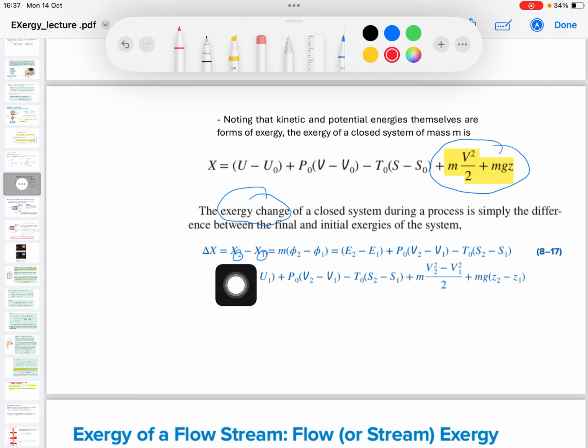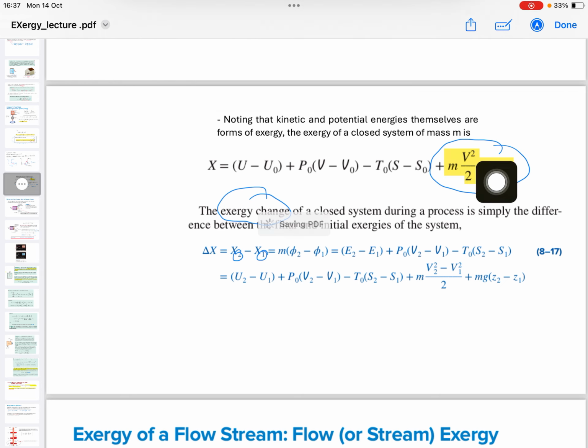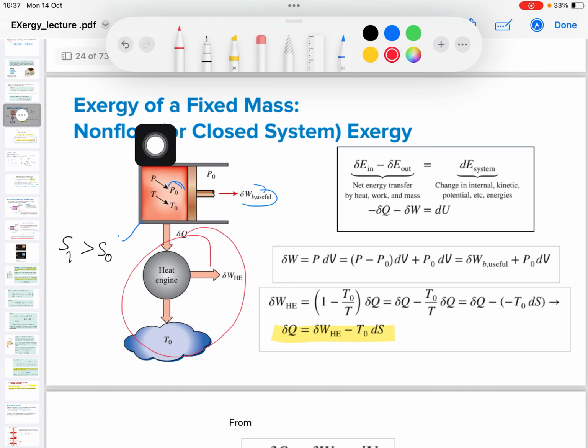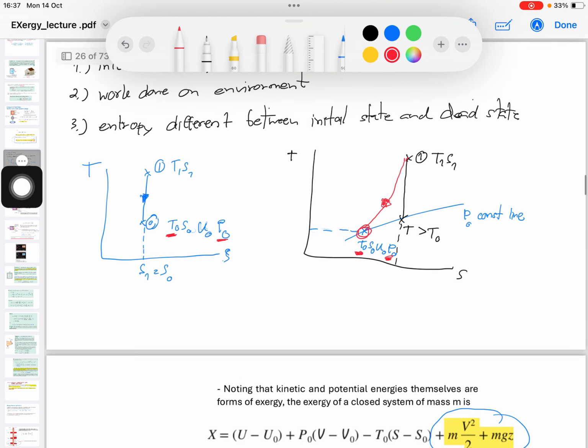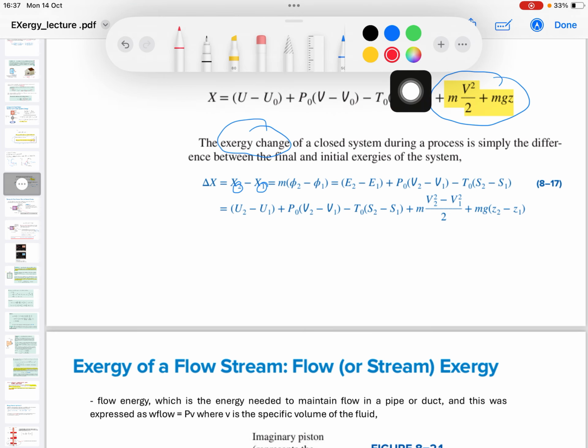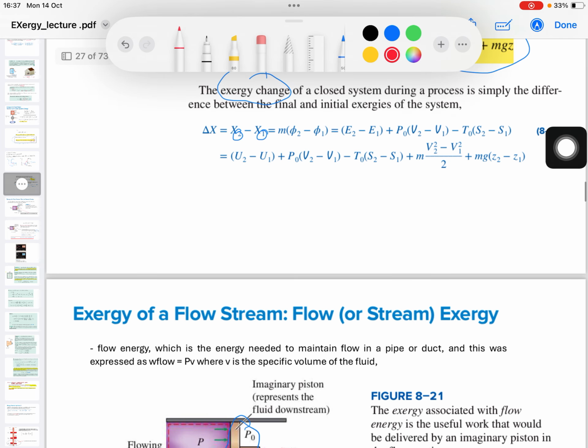And if you want to find the exergy change, you can just put the states here, 2 and 1, and the exergy change can be easily found. And you can add the kinetic energy and potential energy to the exergy. But normally this is equal to 0, because your system is normally stationary. But if you have velocity, you have to include the kinetic energy here. So you can write it in the full form like this.